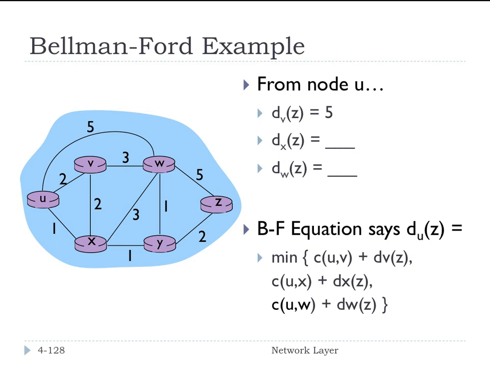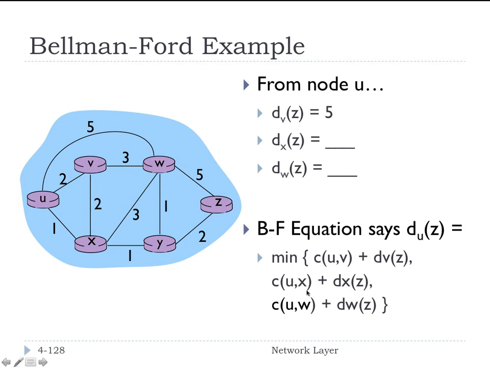Maybe let's substitute some numbers in there. Okay, so that first cost, what's the cost u comma v? This is 2 because that's what this is. And what is d sub v of z? We just said it's 5. So 2 plus 5 is 7. All right, next line.